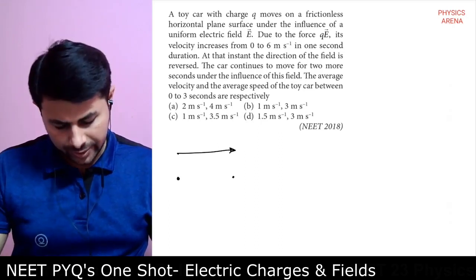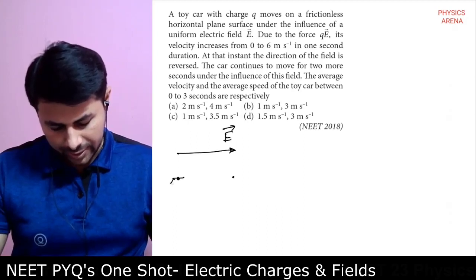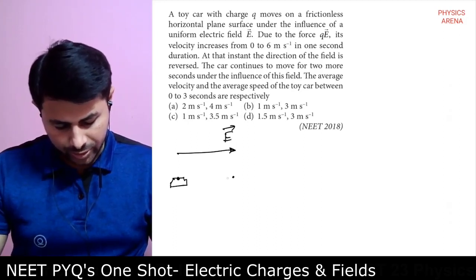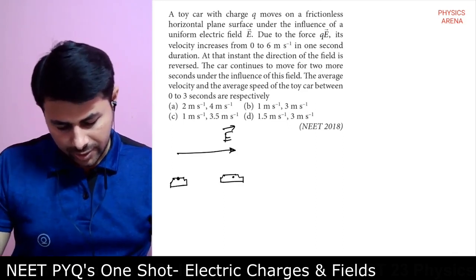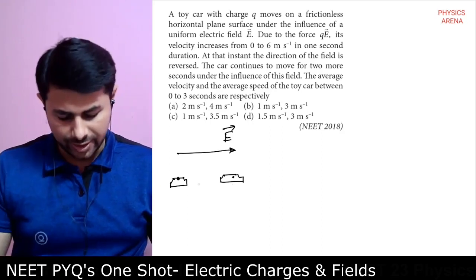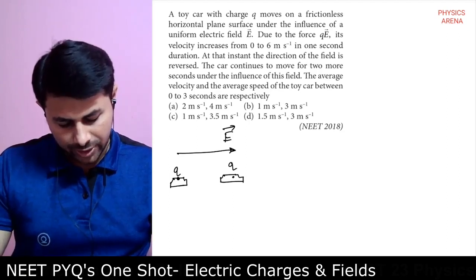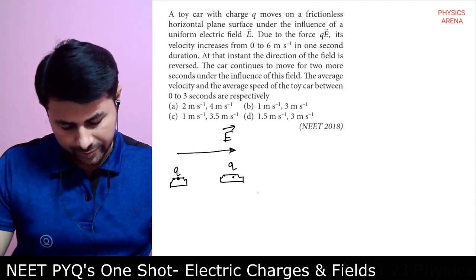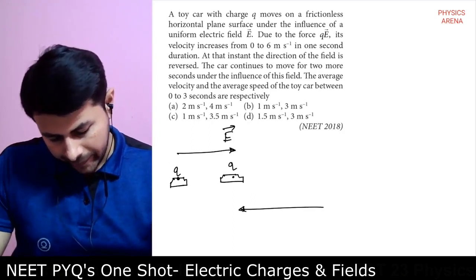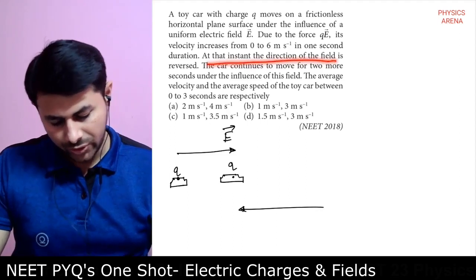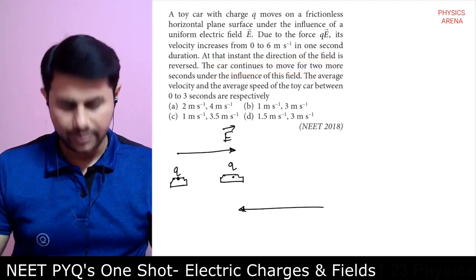This is for 1 second. So this is the electric field, and this is the toy car. It moves from here to here in 1 second. Then when the car is at this position, the field is reversed. This is given. At that instant, the direction of the electric field is reversed. The car continues to move for 2 more seconds.